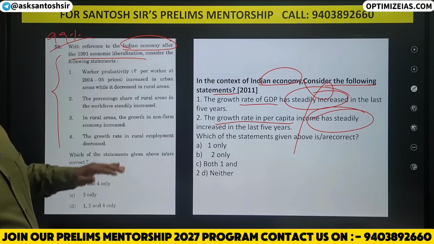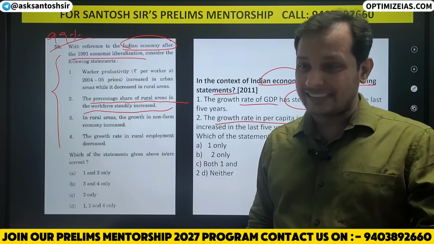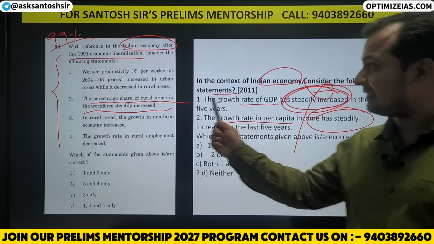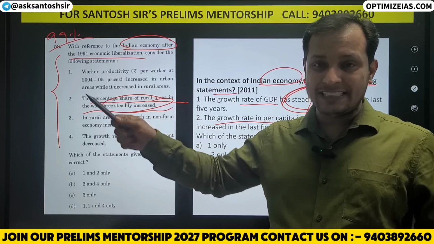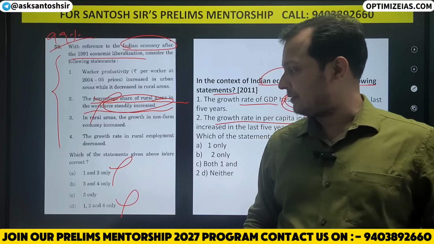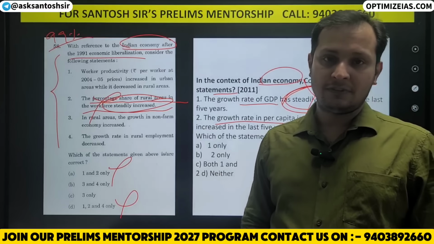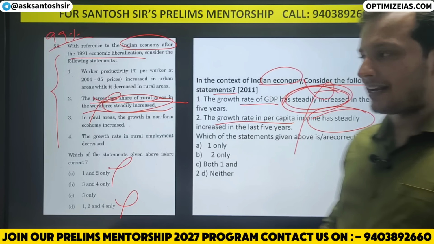Let us see this. Statement 2: The percentage share of rural area in workforce has steadily increased. What did I teach you? Steadily, consistently, decreased, increased. Those are incorrect statements. You can see, you are left with two options. Then you can easily mark them.